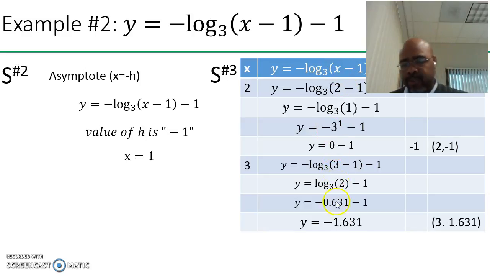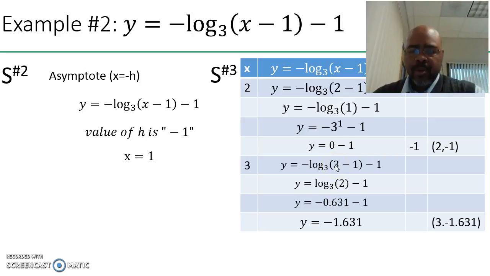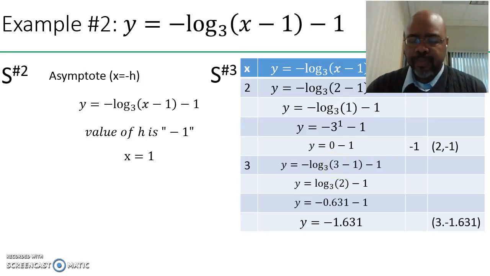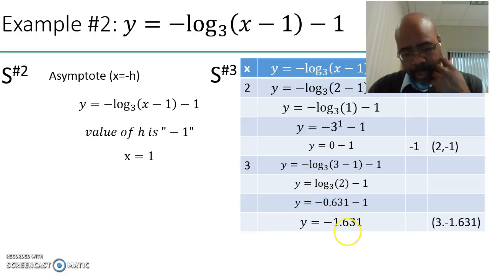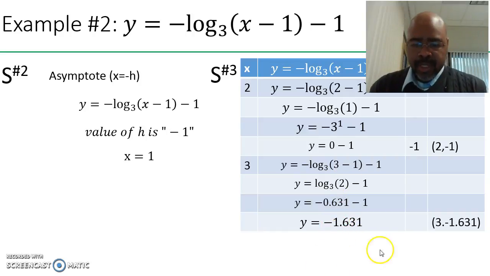Now we did the same thing right here. We substituted in 3 for x. When we substituted in 3 for x, we have 3 minus 1, which gave us 2. So we have log 2 over log 3, and that gave us 0.631. So we took the negative of that. So we have negative 0.631 minus 1. This is how we get this number right here.